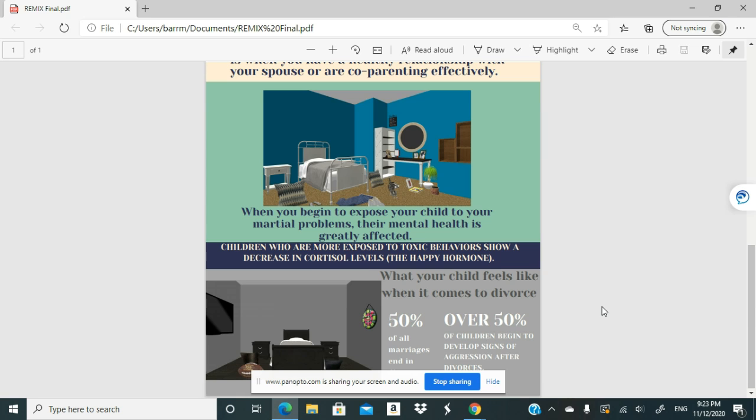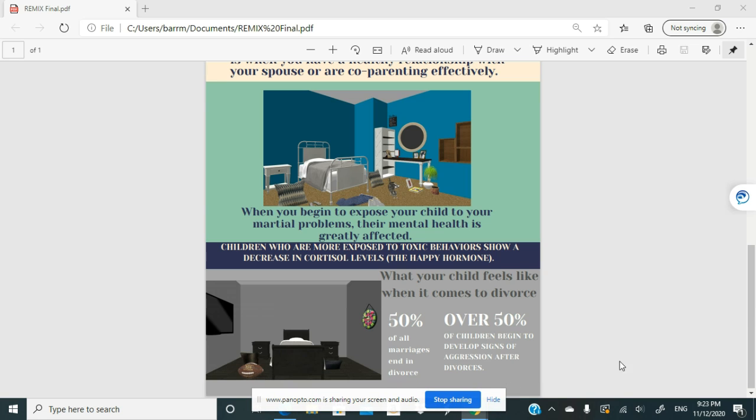And here we also have the statistic that 50% of marriages end in divorce. That can communicate to the parent that, okay, they are going through a divorce, or they did go through divorce, and it's not necessarily their fault. Half of the people who do get married end up divorcing. And that was just kind of to alleviate some of the pressure, or the responsibility that the parent was putting on themselves.